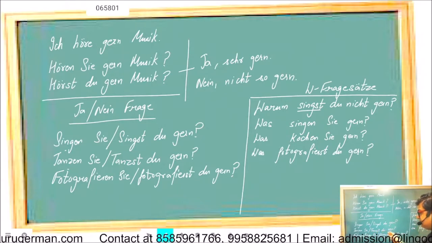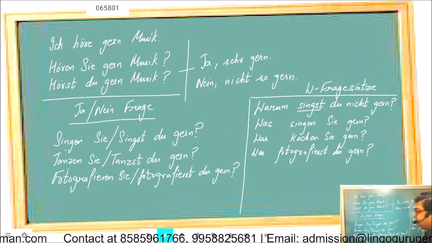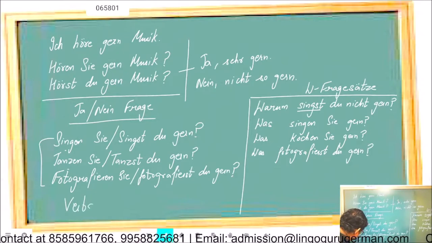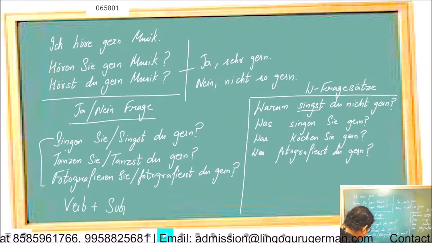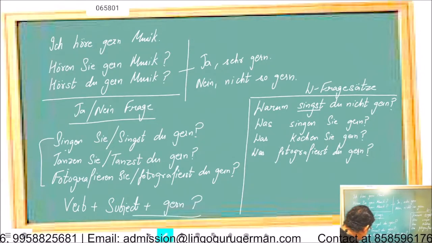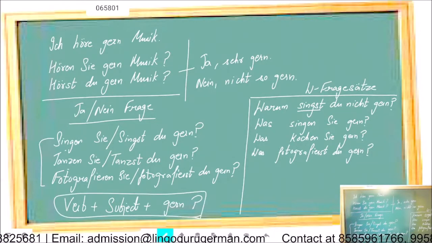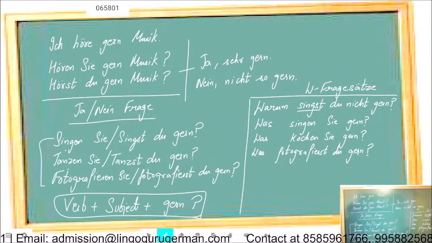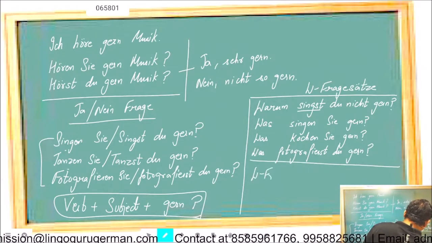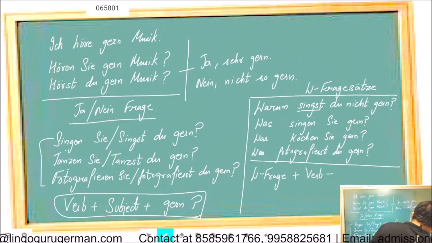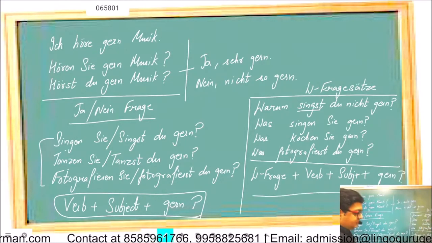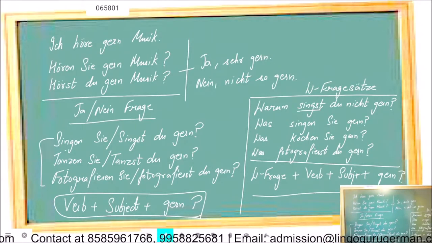So if you want to ask directly, I do like to sing, singen Sie. Do you like to dance? Tanzen Sie or tanzt du. Do you like to photograph? Fotografieren Sie or fotografierst du. The verb comes at position one. In this way, the question starts with the verb, then comes the subject, then comes gern. Do you like to drink? Trinken Sie gern. Do you like to jog? Joggen Sie or joggst du gern? In these kinds of questions, the question starts with a W word, then comes the verb, then the subject, and then comes gern. Sentence structure. That is how we create sentences.